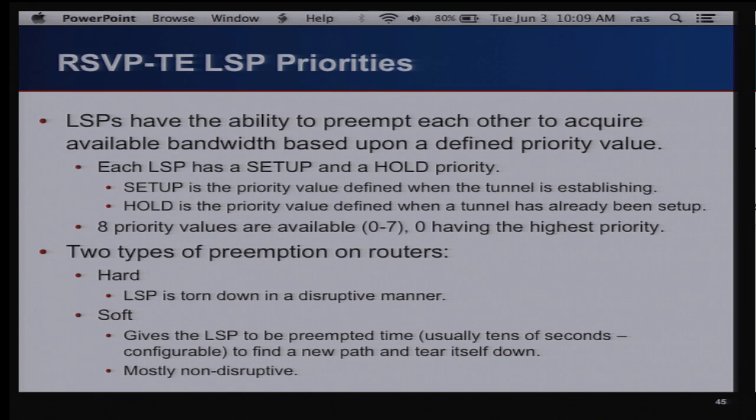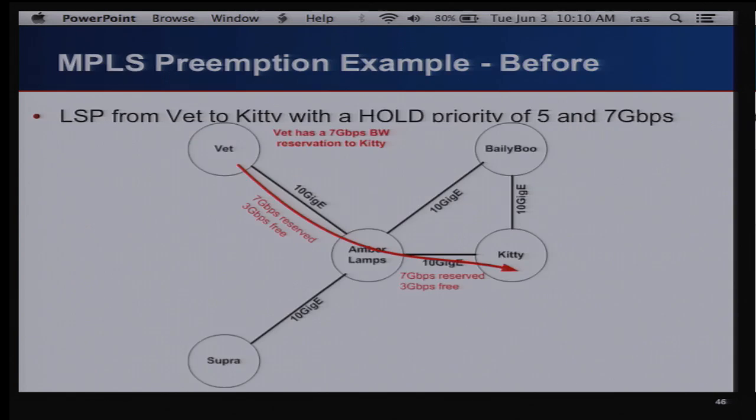And there's 2 priorities that come into play here. The first one is the setup priority. That's what determines how the tunnel gets established. And the next one is the hold priority. It's the priority of how much you are willing to stay on the current path versus whether you're willing to be preempted. And there's 2 types of preemptions. There's a hard preemption. In that case, the LSP is torn down in a disruptive manner, which is generally bad. And then there's a feature that you want to use called soft preemption. That gives the LSP time, tens of seconds, to go find another path, tear itself down, and let the higher priority LSP come in and take over the bandwidth that it's looking for. And that tends to be mostly non-disruptive.